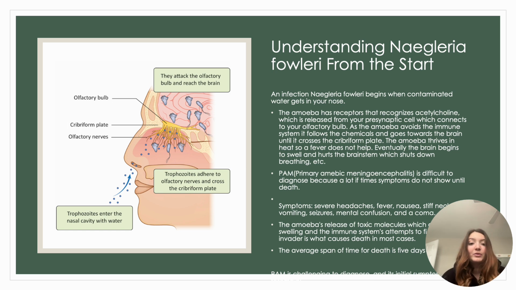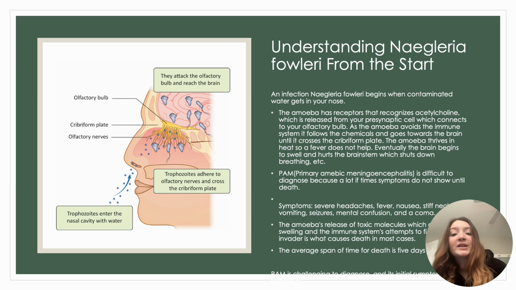What happens is the amoeba will actually bypass a lot of your immune system when it's going through your nose. It doesn't get easily recognized. It follows the chain of chemicals coming from the cribriform plate, and once it arrives, it has to fight its way through. If it does make it through, that is when, unfortunately, you become infected. Your body will run a fever, which actually doesn't help because they thrive in heat so well. Once it starts attacking your brain, it can shut down your brainstem, which will cause swelling of the brain. Your breathing will stop and will eventually cause death.